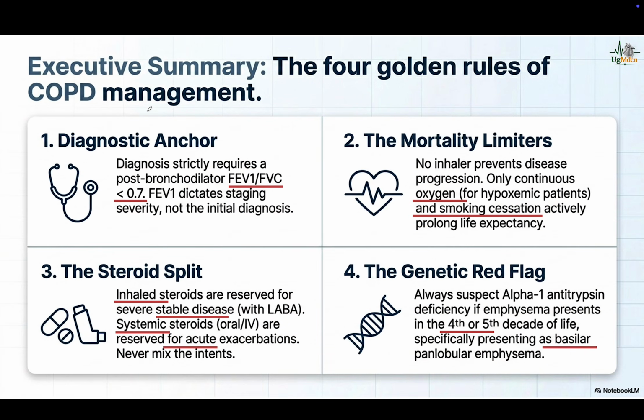To wrap up, remember the 4 golden rules. Diagnostic anchor: use FEV1 over FVC less than 0.7. Mortality limiters: smoking cessation and oxygen are the only lifesavers. The steroid split: inhaled for stable, systemic for acute. The genetic red flag: suspect alpha-1 antitrypsin deficiency in early onset basilar emphysema.